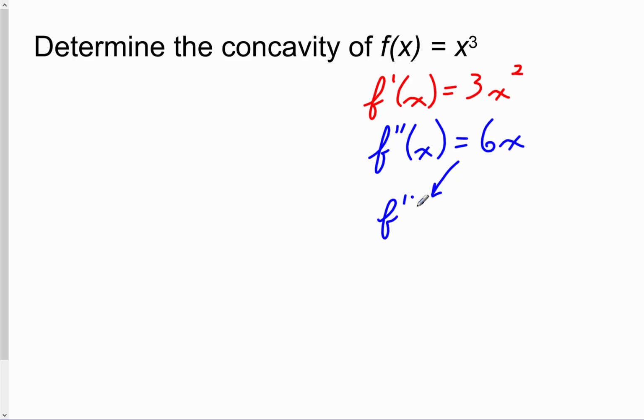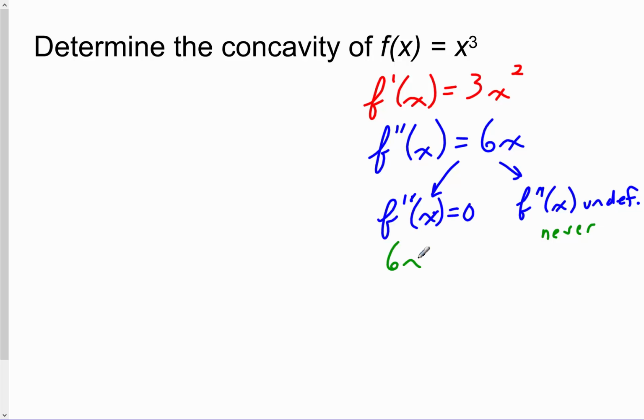I want to know where my second derivative is 0, and where my second derivative is undefined. Undefined is the easier one here, in that 6x is never undefined. And 6x equals 0 at x equals 0. These are like critical points. We don't call them critical points, but that's how we find them.